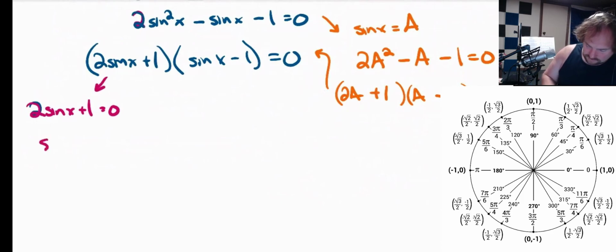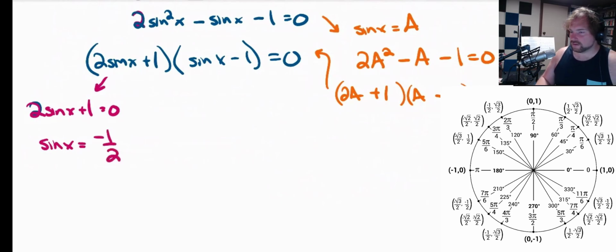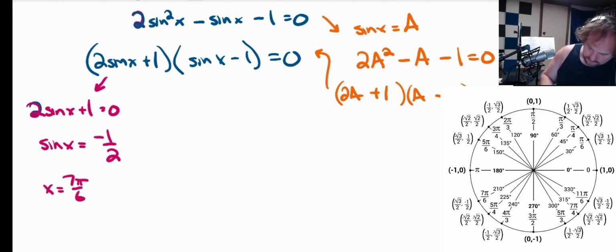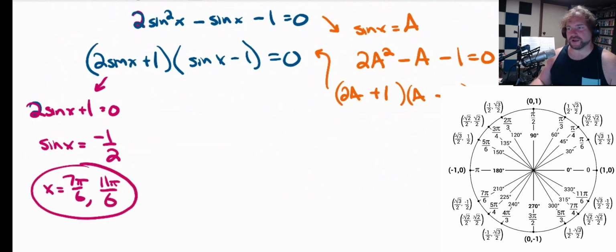Well, that would mean that sine of x is equal to negative 1/2. And again, if you're looking at the unit circle and thinking, okay, when does the sine or the y value hit negative 1/2? That happens at two places, 7 pi over 6 and 11 pi over 6. So there is the first pair of answers.